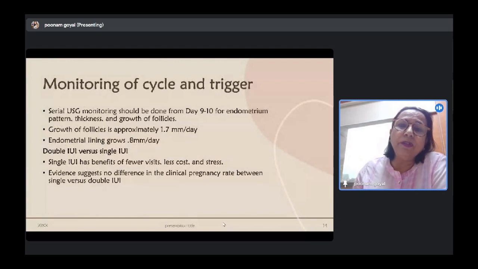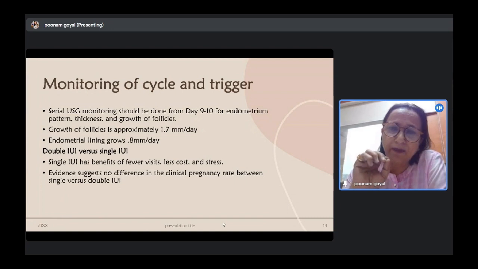So now, monitoring of the cycle and trigger. The serial USG monitoring should be done from day 9 or 10 for endometrial pattern, thickness and growth of the follicles. Growth of follicle is approximately 1.7 millimeter per day, or at the most 2 millimeter when you are giving drugs to the patient. Endometrial lining grows most of the times 0.8 millimeter per day.